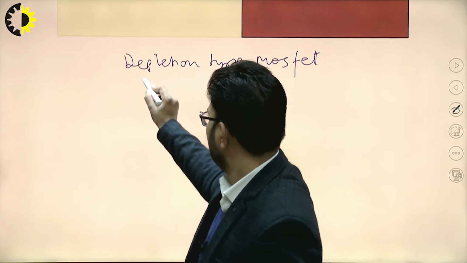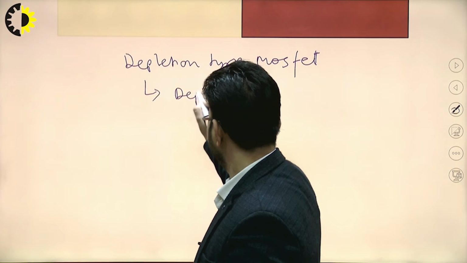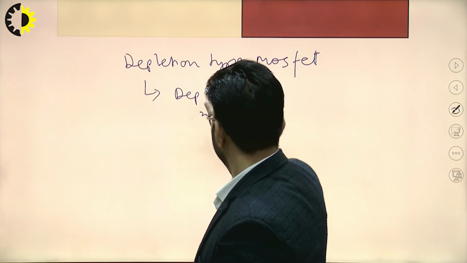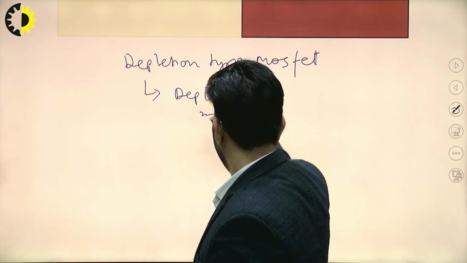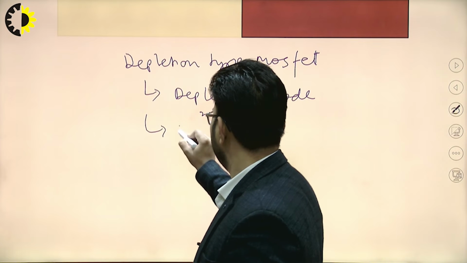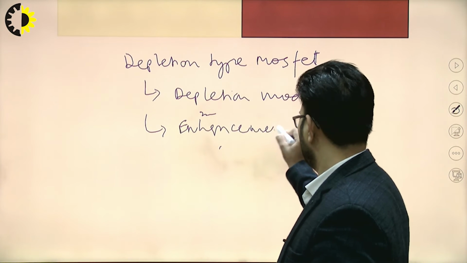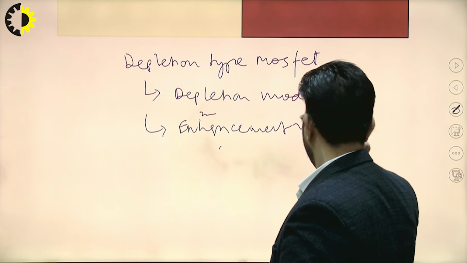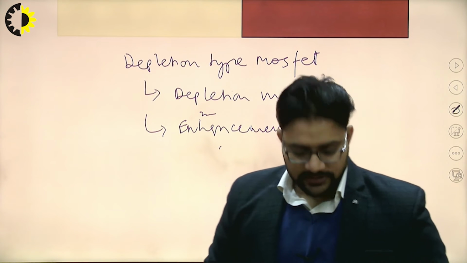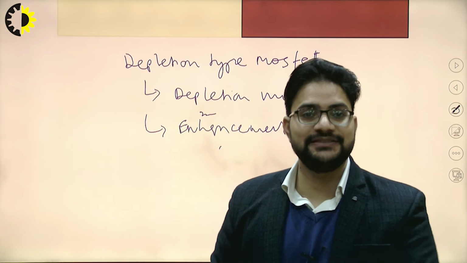Right. So first one is depletion mode, and second one is enhancement mode. So when is a MOSFET said to be working in the depletion mode?